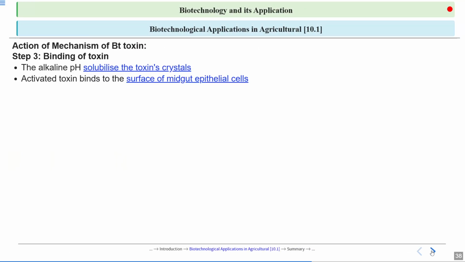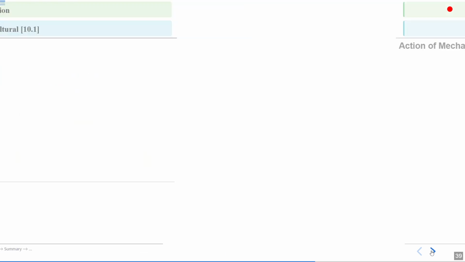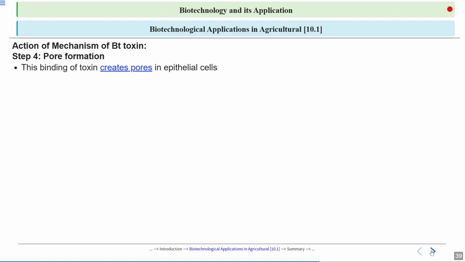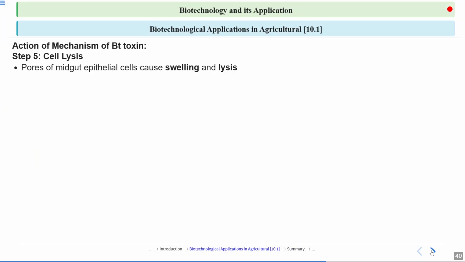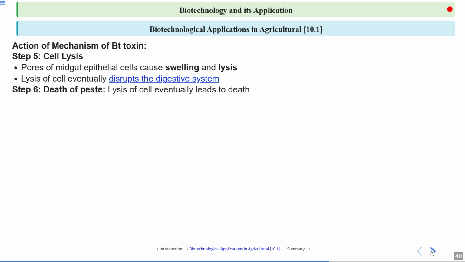So this is the whole step, how this protoxin is going to bind. Because of this alkaline pH, it is going to activate and bind to the surface of midgut epithelial cells. Then there will be pore formation in these epithelial cells, and because of this the cell lysis will happen. They will swell first, and then there will be lysis. Lysis of cells eventually disrupts the digestive system of the insect, and the death of the pest will happen.